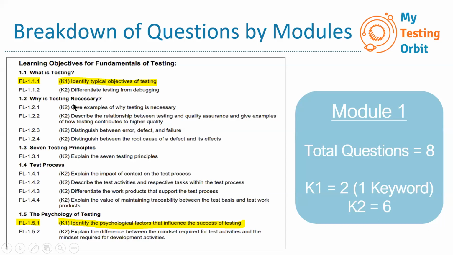We have 11 learning objectives, and we know that from these 11 learning objectives, 6 questions would be coming, and all those 6 questions would be from different learning objectives. It's not like that if there is one question from this one, differentiate testing from debugging, then there'll be another question from the same learning objective. No, this will be 6 questions for different K2 learning objectives.